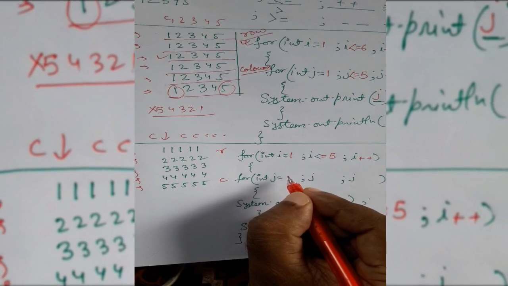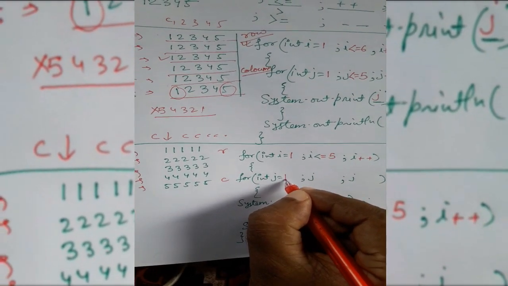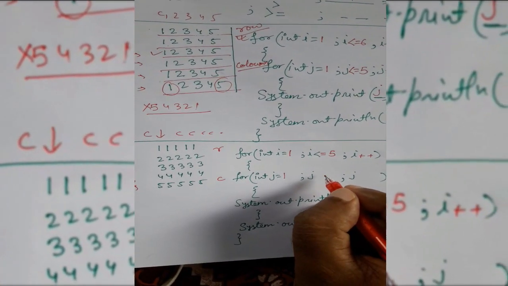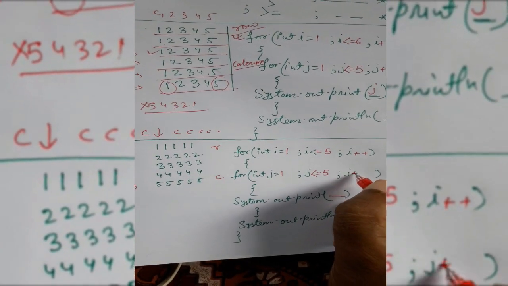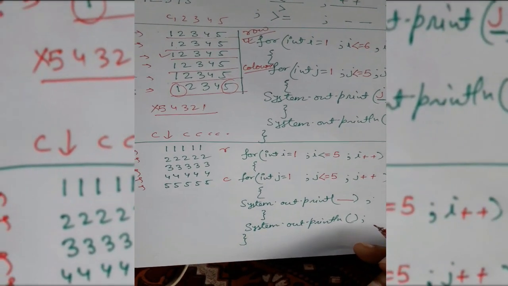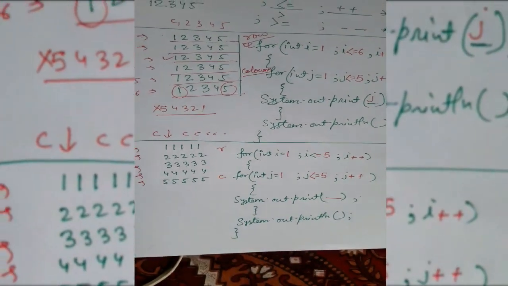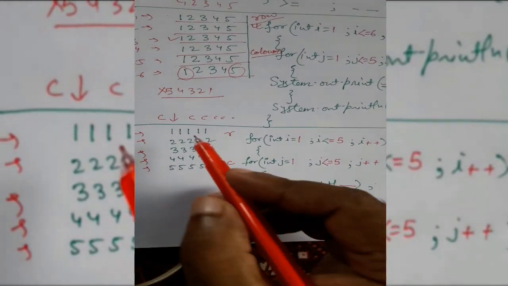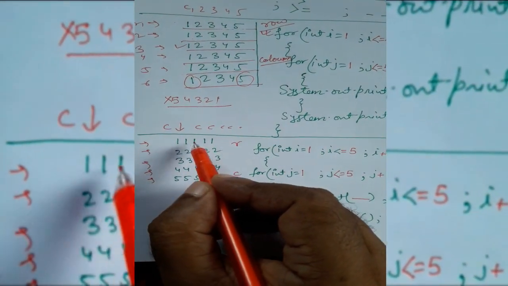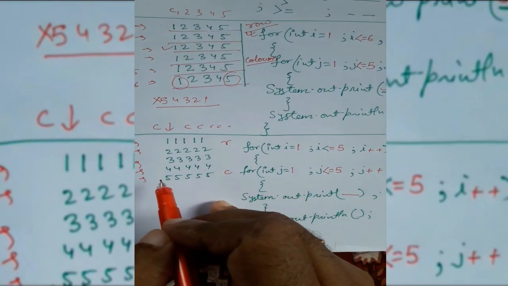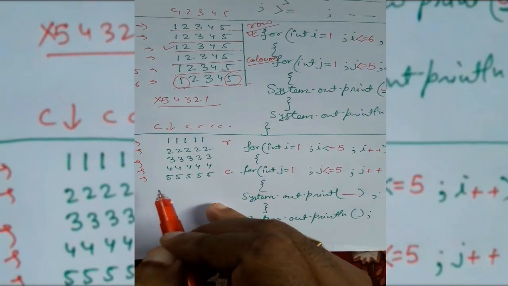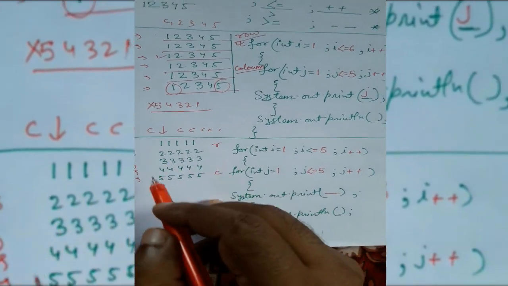So J equals to, we will start from 1 up to 5. It will execute 5 times, and definitely it is plus plus. Why? Because every time we are increasing the value, meaning we are printing just the next value. Here you see all ones, then 2, it is increasing, then 3, then 4, then 5. How many times are we printing? 5 times. So the number of rows and number of columns are 5 and 5.